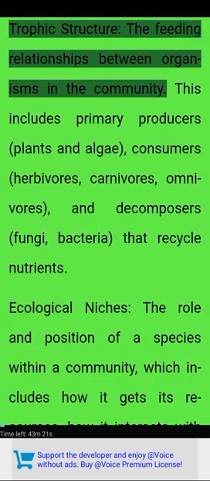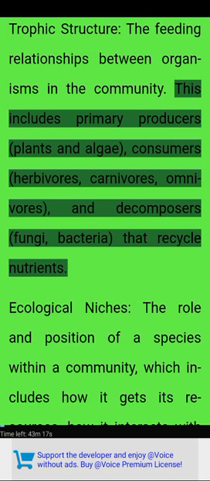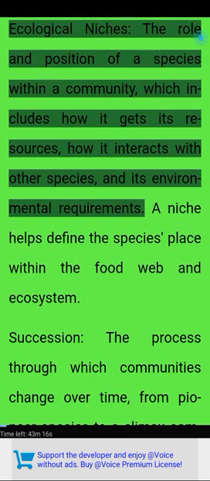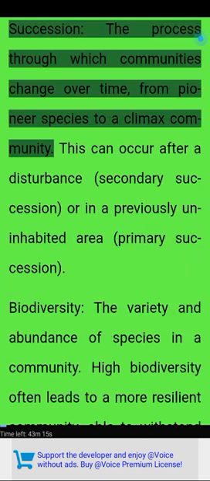Trophic structure, the feeding relationships between organisms in the community. This includes primary producers, plants and algae, consumers, herbivores, carnivores, omnivores, and decomposers, fungi and bacteria that recycle nutrients. Ecological niches, the role and position of a species within a community, which includes how it gets its resources, how it interacts with other species, and its environmental requirements. A niche helps define the species' place within the food web and ecosystem.